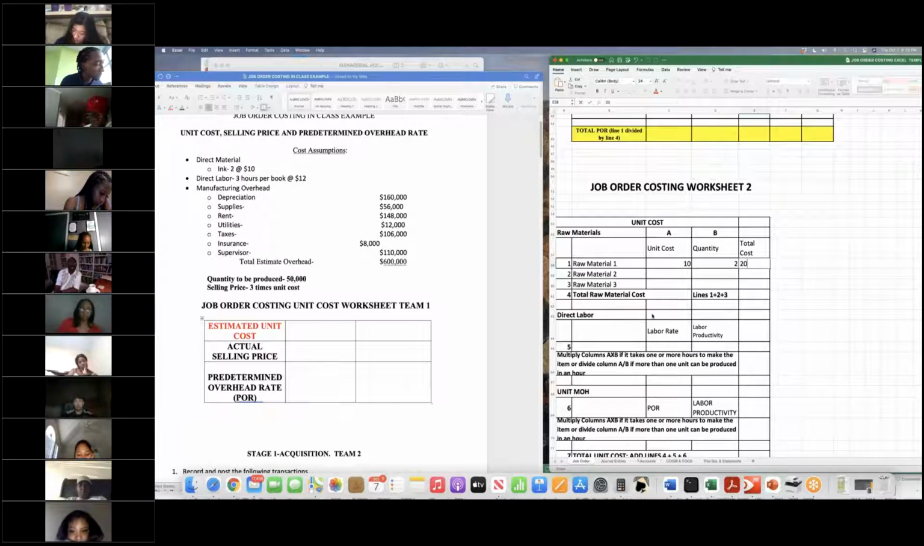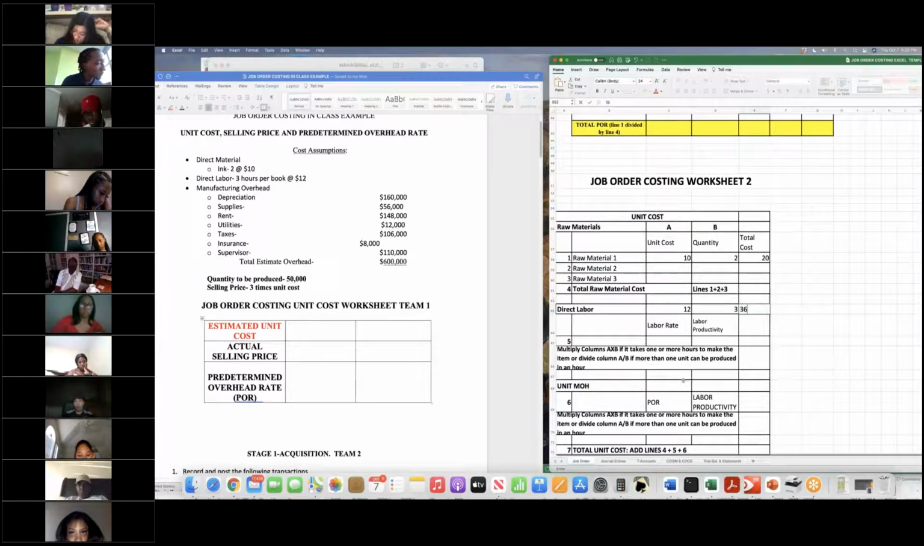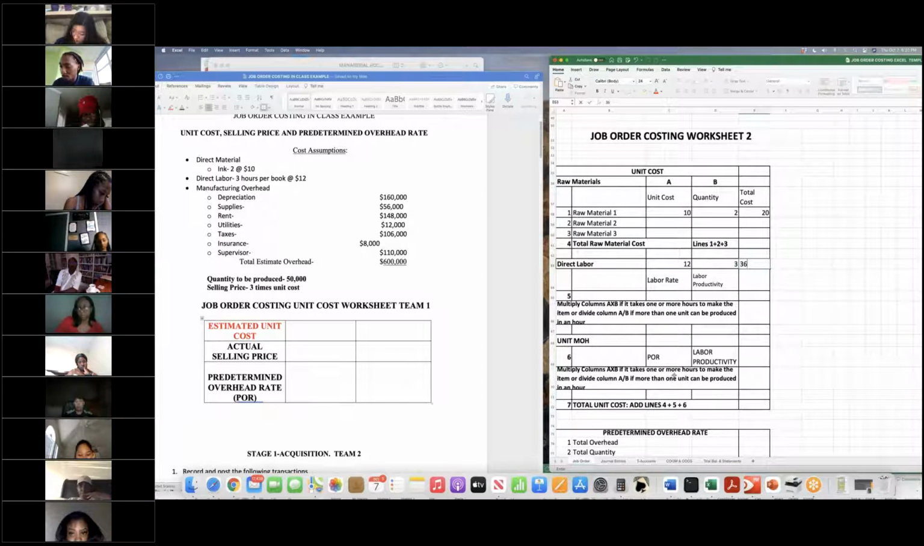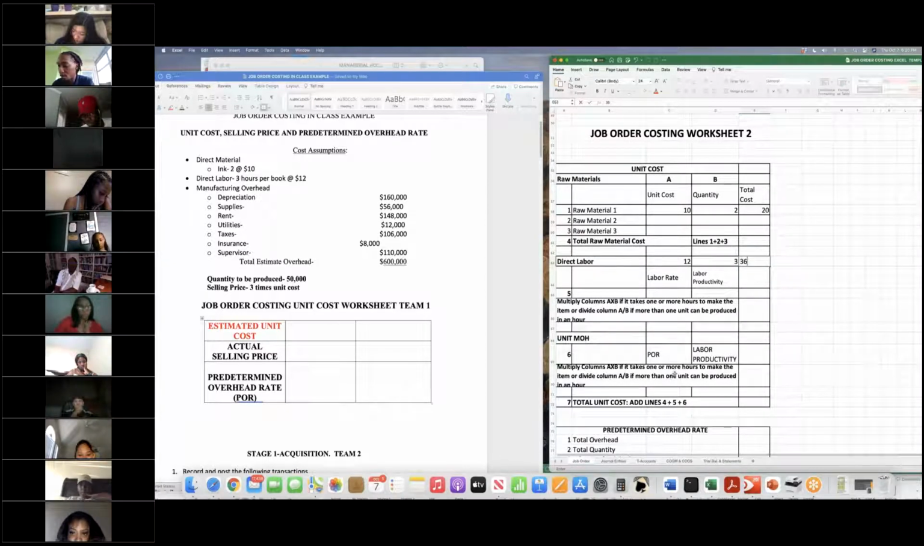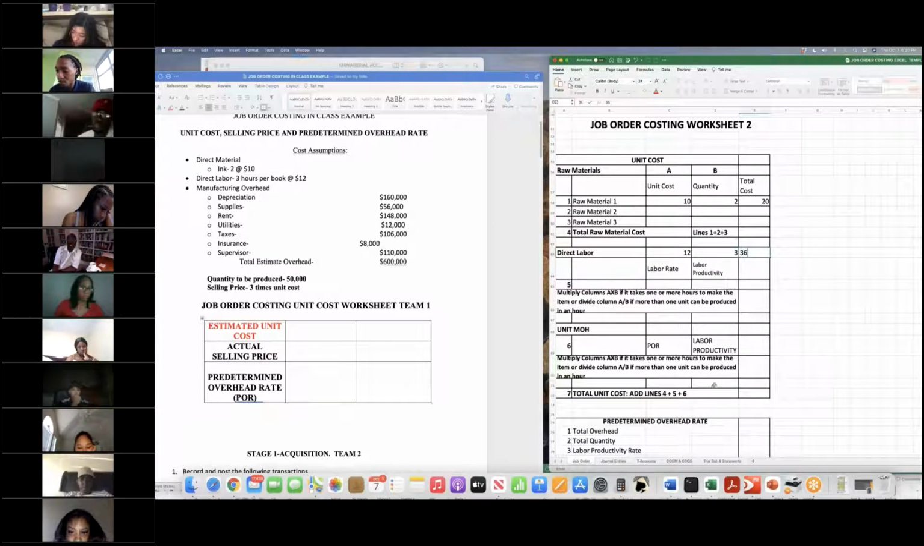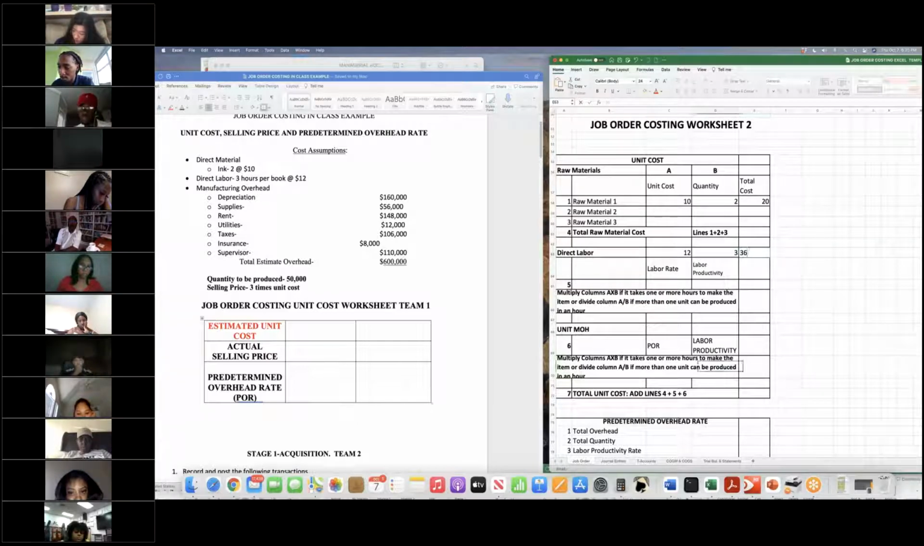The cost of the labor was 12. Took 3 hours. And so therefore, our labor cost is 36. Any question on those? Now we need to work on that labor productivity. And the labor productivity here is 3, and we multiply because we multiplied above. So we know that once we get a POR, it's going to be 3.